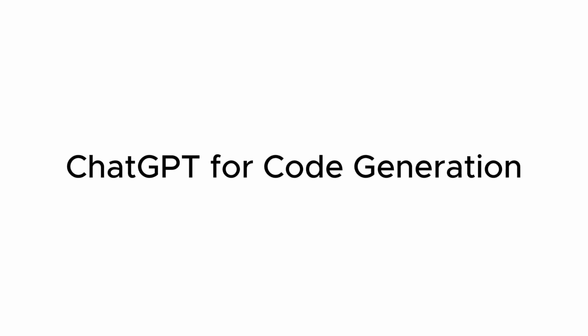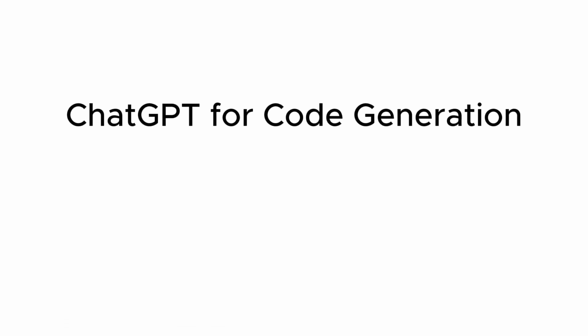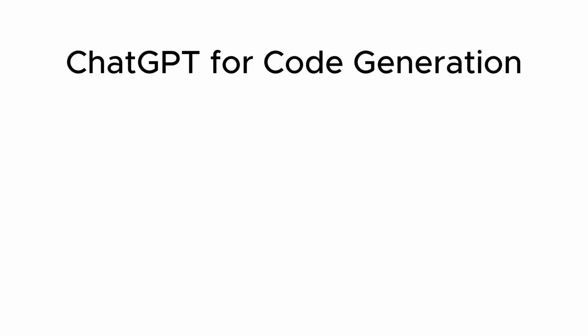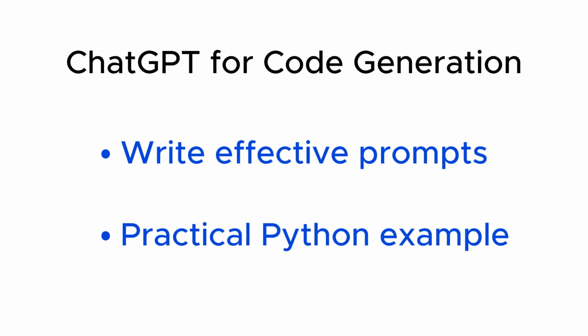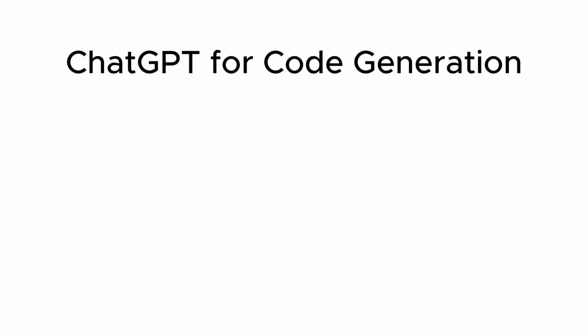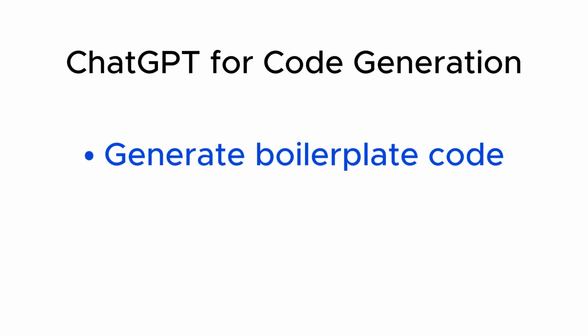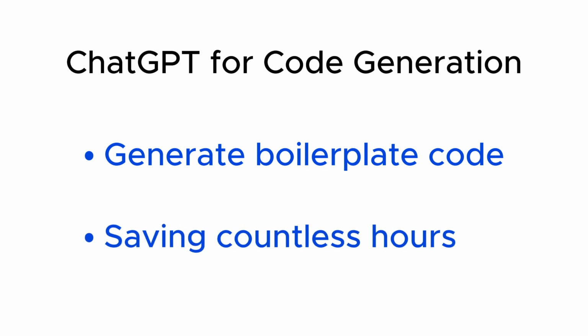Are you tired of starting a coding project from a blank page? Do you wish you could generate complex code snippets or even entire functions with a simple text prompt? In this lesson, we'll dive into ChatGPT and unlock its potential for basic code generation. We'll learn how to write effective prompts to get the code you need, and then put it to the test with a practical Python example. By the end of this lesson, you'll be able to use AI to generate boilerplate code, saving you countless hours.